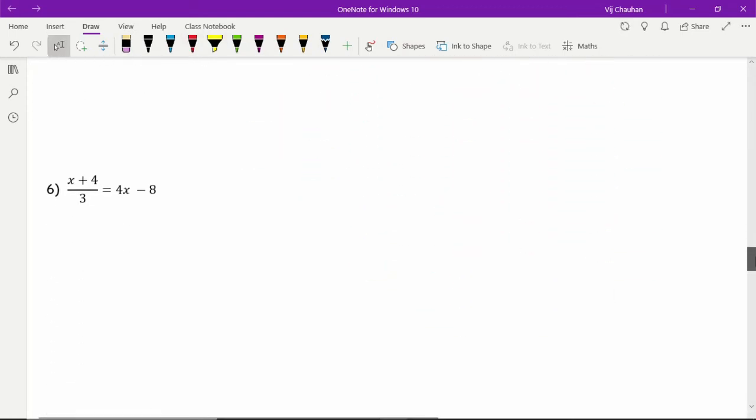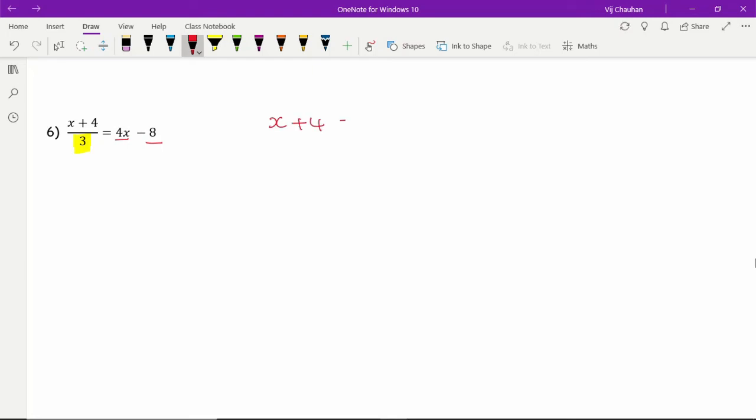So moving on to question 6. So this is where we now introduce the fraction again. So if you end up with a fraction, to get rid of the fraction, we multiply everything that's not part of the fraction by the denominator. So in this case, we're going to multiply the 4x and the minus 8 by 3 first. So what I end up with is x plus 4 equals 3 times 4x is 12x, and 3 times 8 is 24. So again, we want to eliminate the smallest amount of x, which in this case is just the single x. So I end up with 4 equals 11x minus 24.